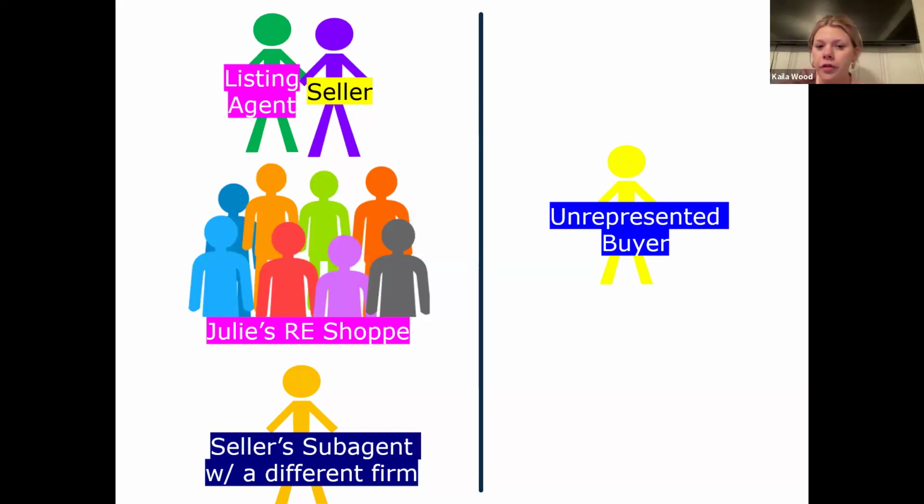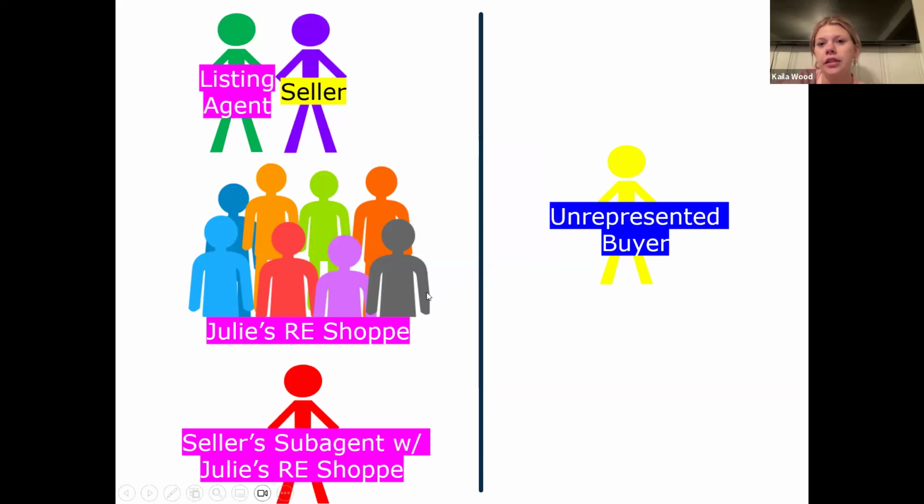Okay, I'm sorry, that confused me just a tad. So you said if the unrepresented buyer went directly to the listing agent, that they could act as the listing agent and the buyer's sub-agent. Seller sub-agent. Seller sub-agent, I'm sorry. Would that not be dual agency? No, because the buyer is unrepresented. I'm getting to dual agency next. That would not be dual agency, and I'll tell you why in just a second.